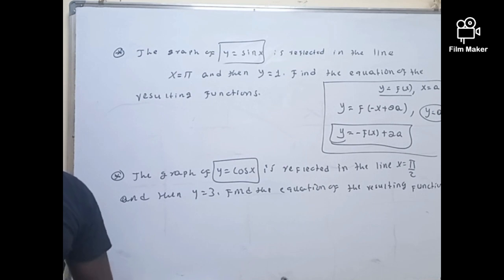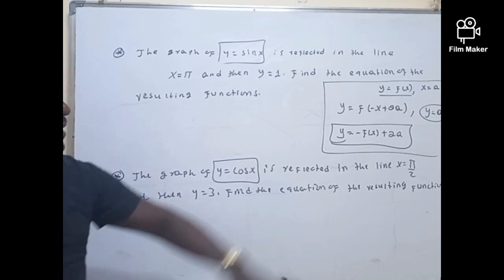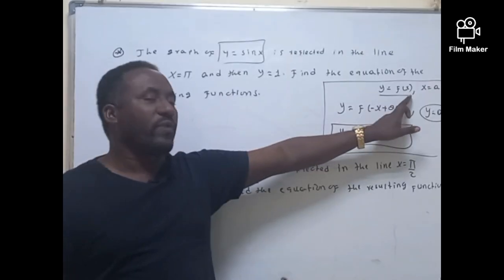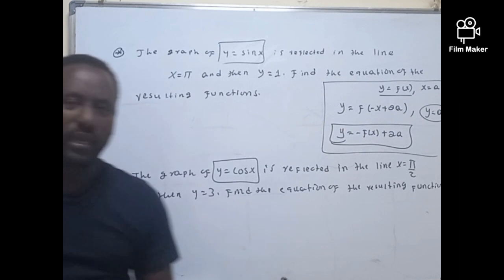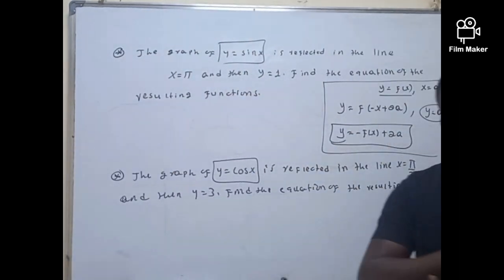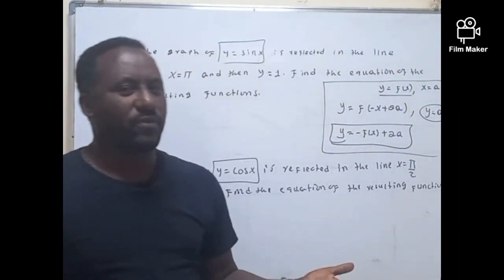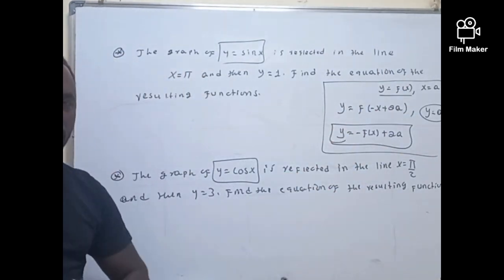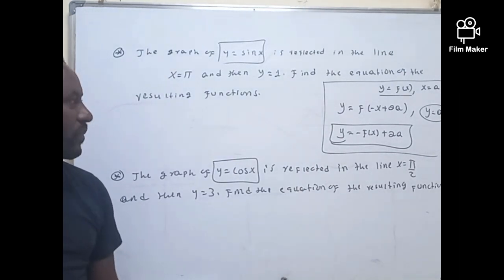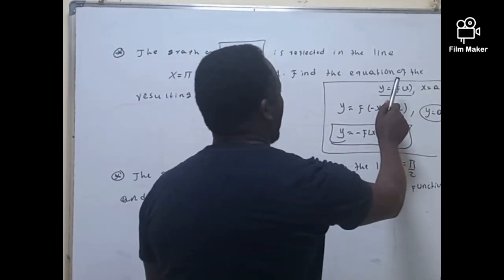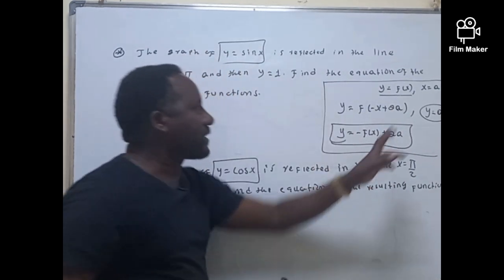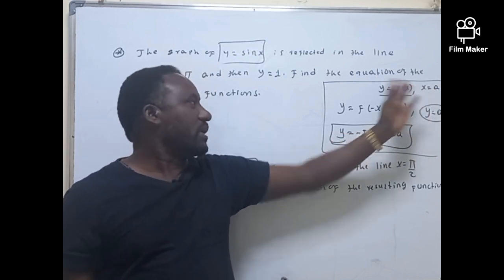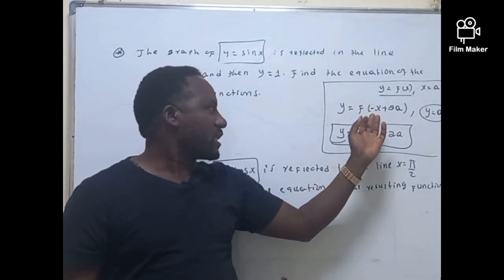I'll repeat once more. Please listen carefully. Whatever the function in general, this f of x may be any polynomial, any trigonometric function, any transcendental or algebraic function, whatever it is. How are we going to find the image of this after we reflect this function with the vertical line x is equal to a? That is the point. Then y will be f of minus x plus 2a.